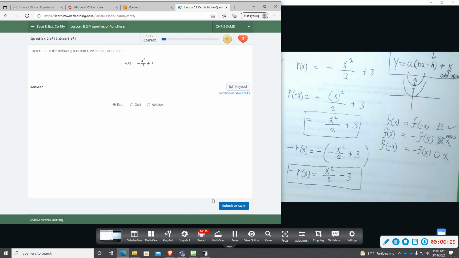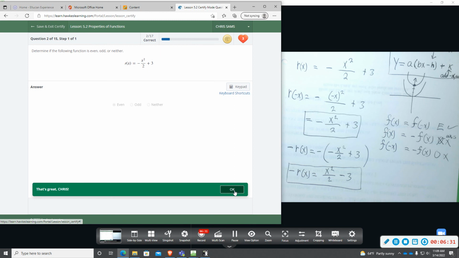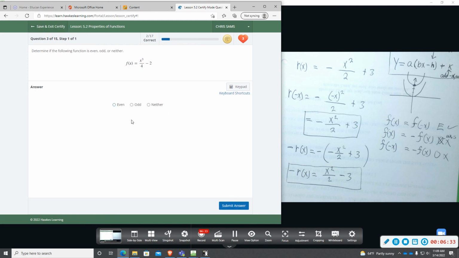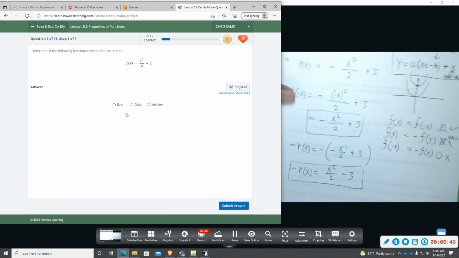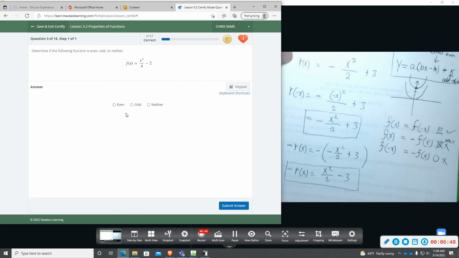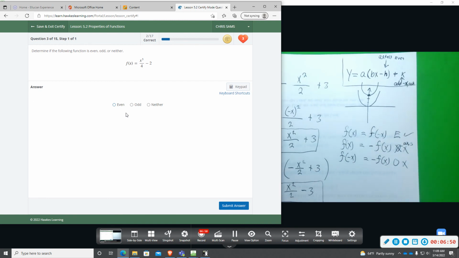So even. All right, so with this one, the highest degree is a 3, which would indicate leaning towards odd, okay? But, okay, recall this little image.